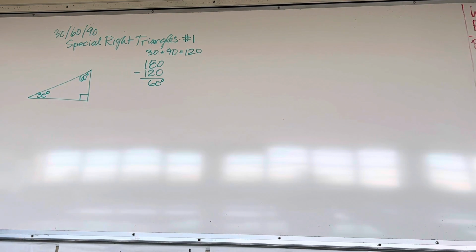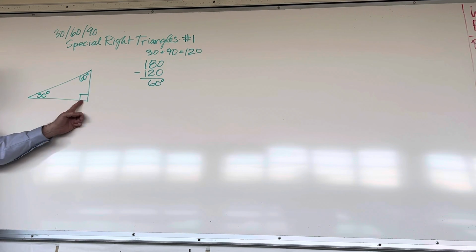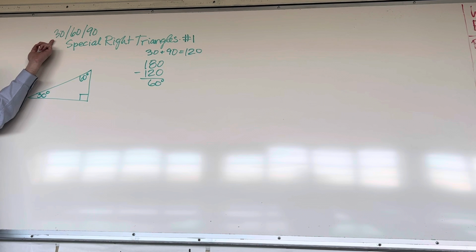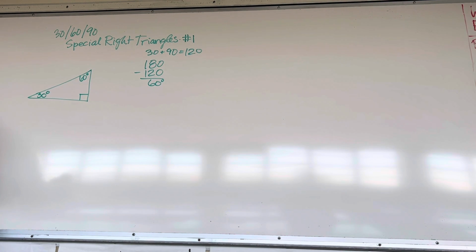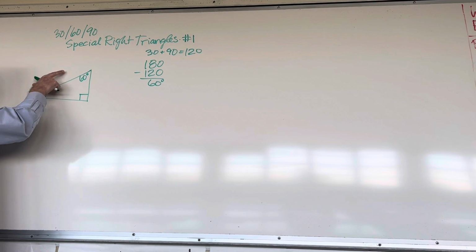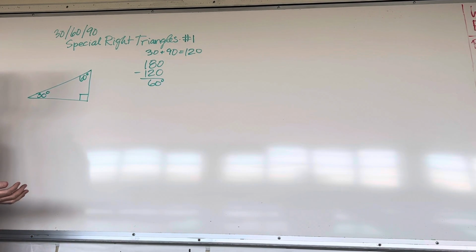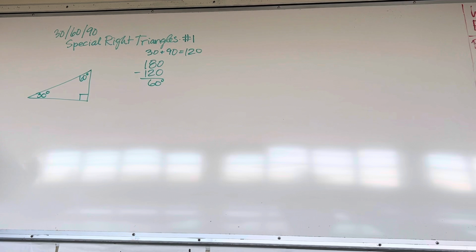So you have here one of the magic triangles called the special right. This one happens to be 30, 60, and 90, hence the name 30, 60, 90. Does this make sense so far? So why is this a magic triangle? Because the ratios of the side lengths play out in a very specific manner every time, whether the triangle is very small or very large.